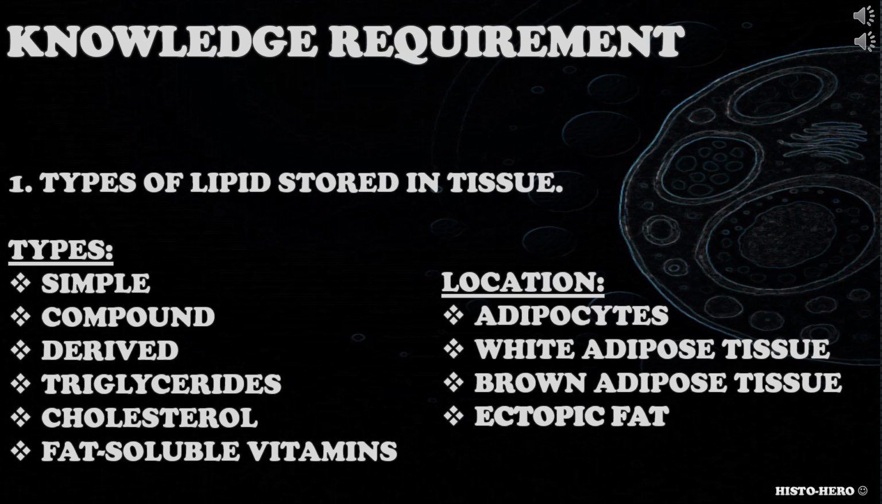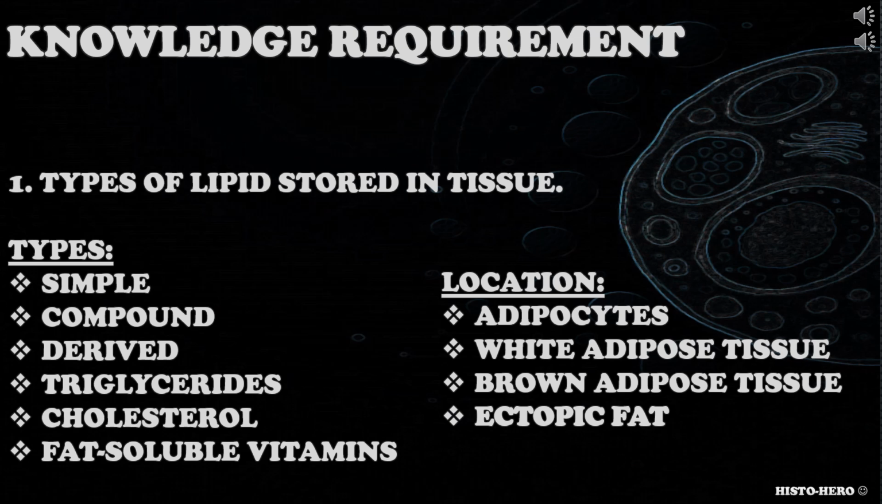Let's have a look at the first knowledge requirement, which is for you to know the types of lipids stored in tissue. What are the types of lipids that can be stored in tissue? Can you give examples in which tissue they would be found? Consider simple, compound, and derived lipids. Consider main types of stored lipids like triglycerides in tissue for energy, which are the most abundant, cholesterol for cellular membrane structure and synthesis of steroid hormones and bile acids, fat-soluble vitamins A, D, K.